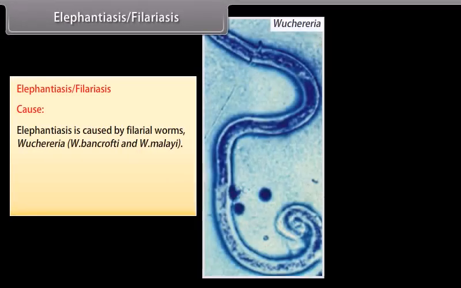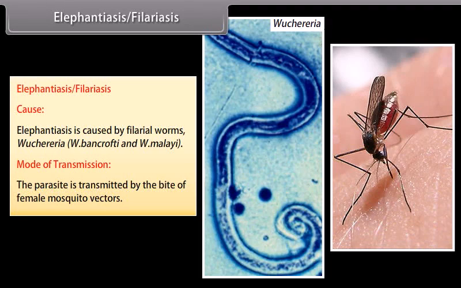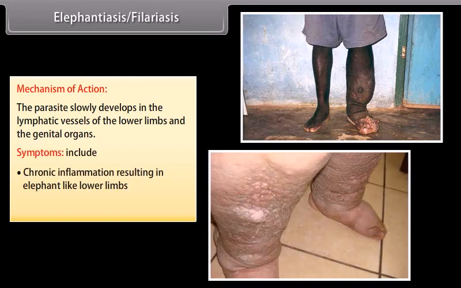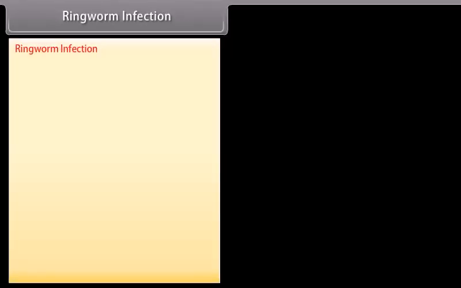Elephantiasis or filariasis. Cause: elephantiasis is caused by filarial worms, Wuchereria bancrofti and W. malayi. Mode of transmission: the parasite is transmitted by the bite of female mosquito vectors. Mechanism of action: the parasite slowly develops in the lymphatic vessels of the lower limbs and the genital organs. Symptoms include chronic inflammation resulting in elephant-like lower limbs and gross deformities of genital organs.